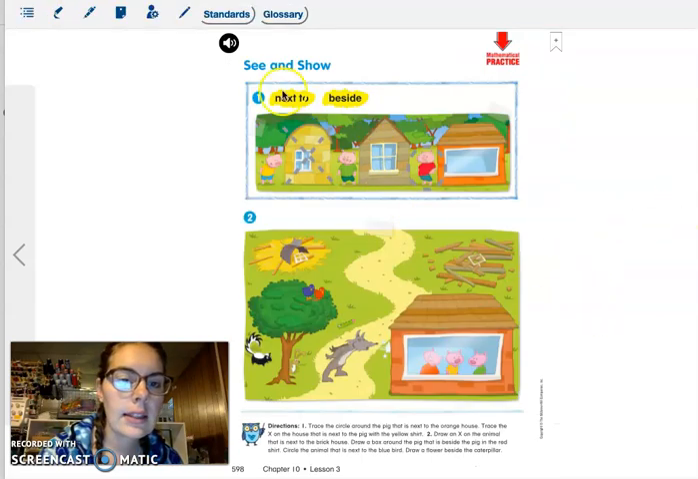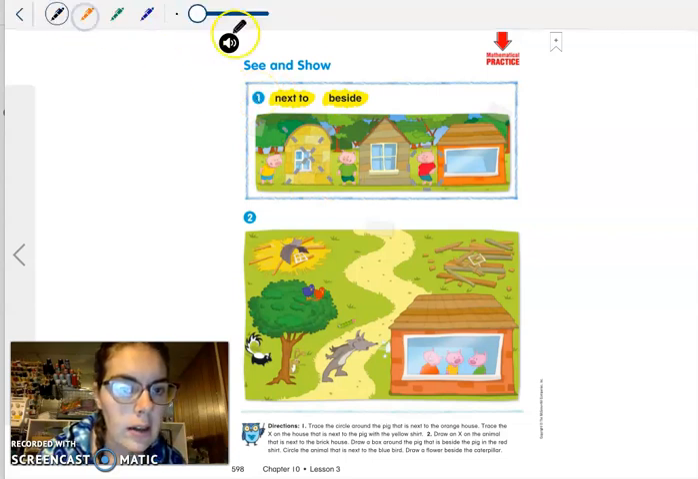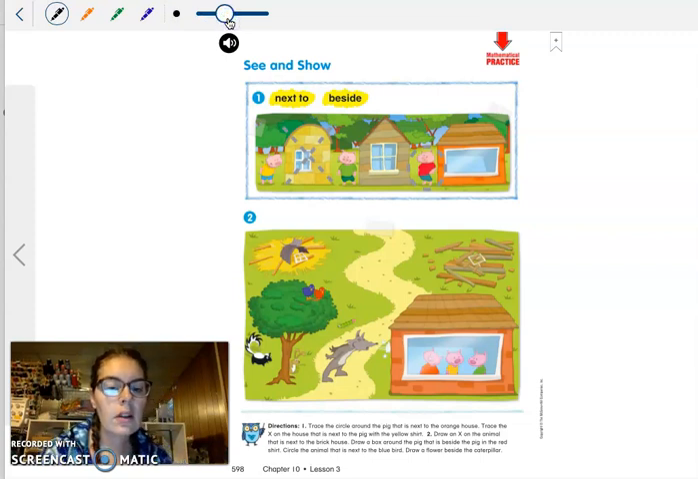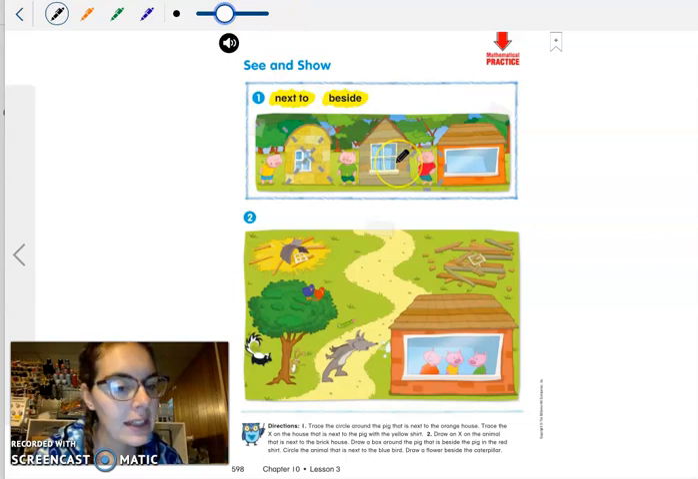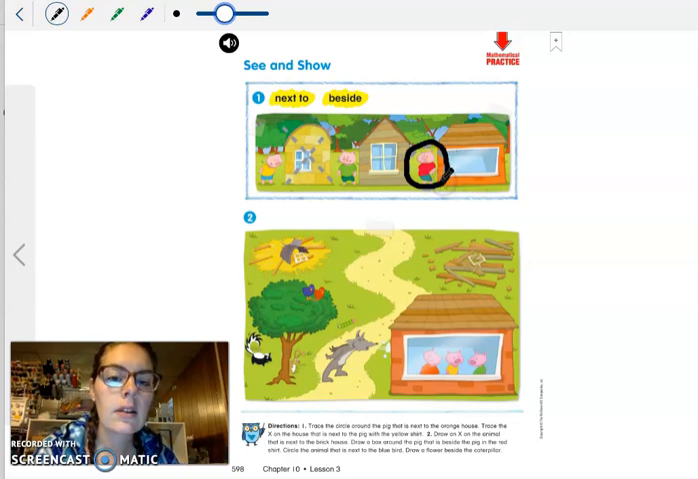Okay, so let's look at this picture up here for number 1. So we are going to trace the circle around the pig that is next to the orange house. And also, this is fun because look, it's the 3 little pigs and we read about them. Okay, so here's the orange house. And here's the pig that is next to the orange house. So we circle it.